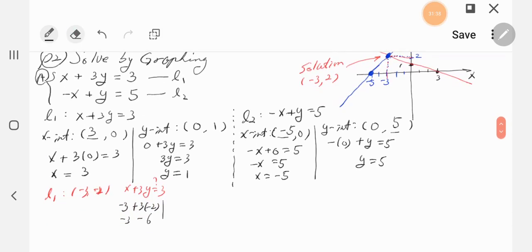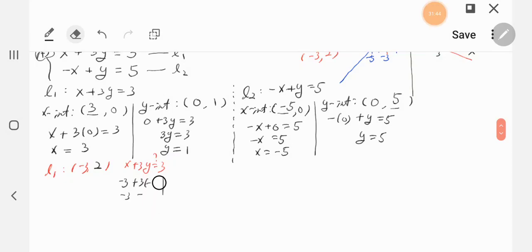Y equals 2. Y equals 2. I put the wrong number. So y equals 2. Then let's check whether this is 3. Then plus 6. So this is 3, which is equal to 3, right? So this point satisfies line 1. Okay, let's check whether it also satisfies line 2, which is negative x plus y is equal to 5.